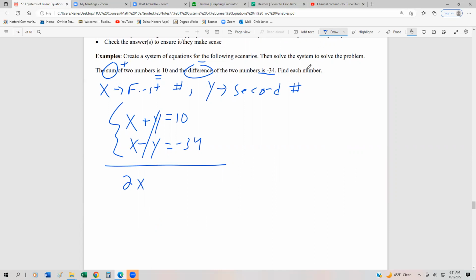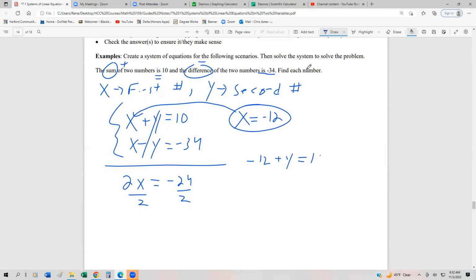They're immediately opposites. x plus x is 2x, and 10 minus 34 is negative 24. We divide by 2, and that yields that x is going to be negative 12. For the other number, let's just substitute in. So negative 12 plus y is 10. We're going to add 12 to both sides, and so the other number is 22.